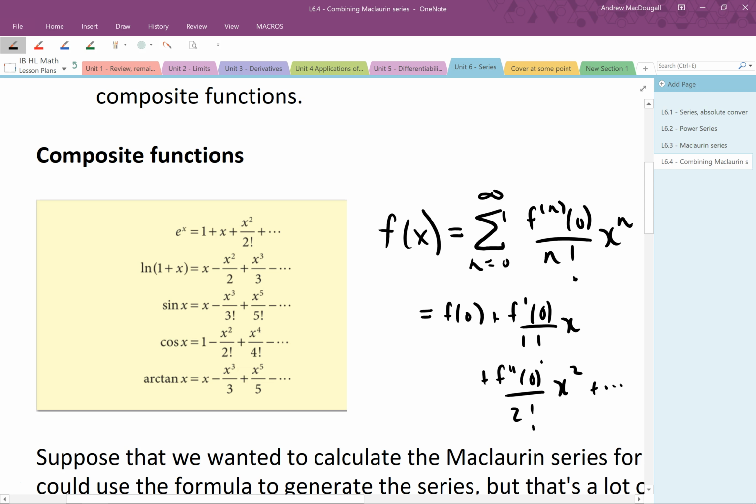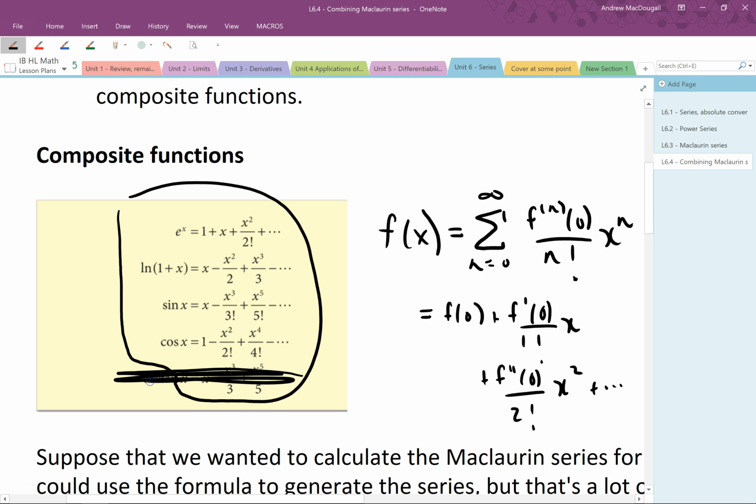That's a Maclaurin series. And some nice ones, this is just a screenshot from your textbook, are these. We haven't really looked at arctan yet, so you can forget about that for now. But we used the formula, and we figured out that for these particular 4 functions, these are their Maclaurin series. These are all in your formula booklet as well.